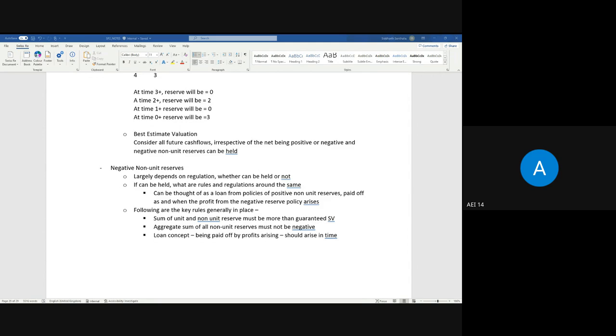The term loan is very loosely used here. But if you think about it, because you can't hold a negative non-unit reserve explicitly on an aggregate level, you require a positive non-unit reserve policy to be able to hold a negative non-unit reserve on a certain policy. So it's like the positive non-unit reserve policy is giving out a loan to the negative non-unit reserve policy to be able to hold that negative non-unit reserve. And what is the repayment from this negative non-unit reserve policy? The profits that will arise in the future, because a negative non-unit reserve policy will be profit-making in general. Make sense? Any doubts?